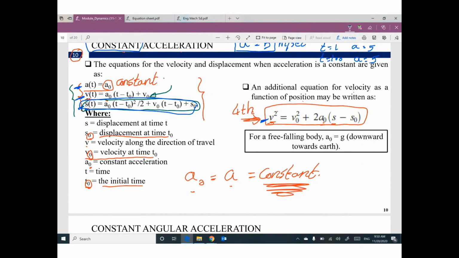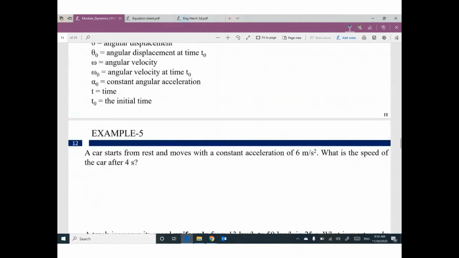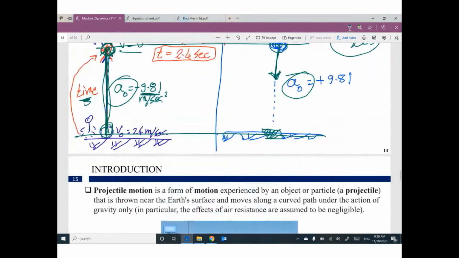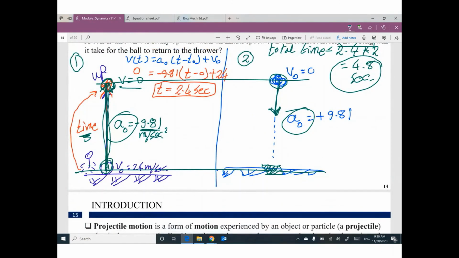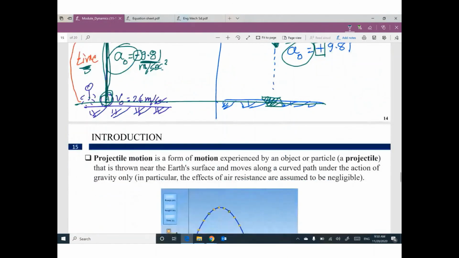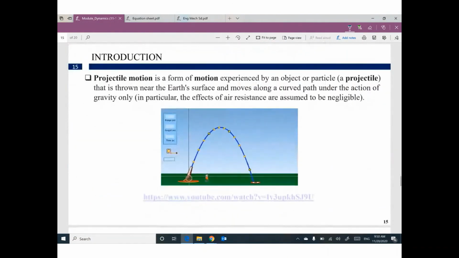We can use them. Make sure we are talking about free fall. So your acceleration is not given in the problem, but you need to figure it out. Your acceleration in this condition will be the acceleration of gravity. And you need to make sure, is it a positive value or negative value based on the direction of movement? The last part that I will cover next week, projectile.